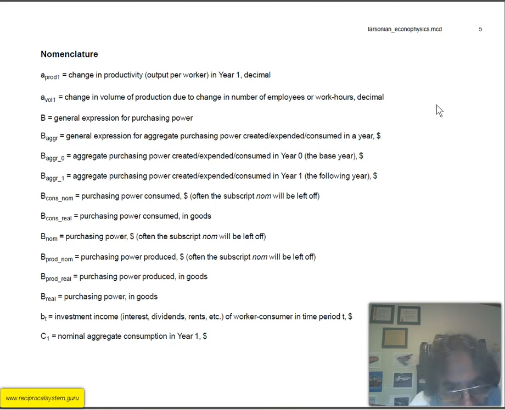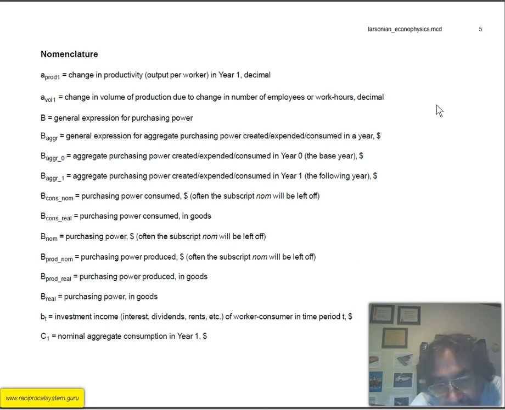B sub aggregate 0 equals aggregate purchasing power created, expended, consumed in year 0. Year 0 is the base year. Remember that? Year 1 is the following year. B sub aggregate 1 equals aggregate purchasing power created, expended, consumed in year 1. That's the following year from the base year.